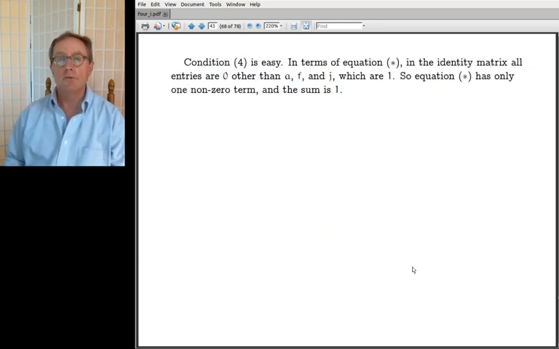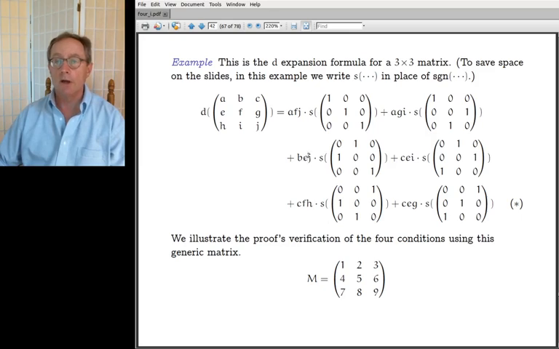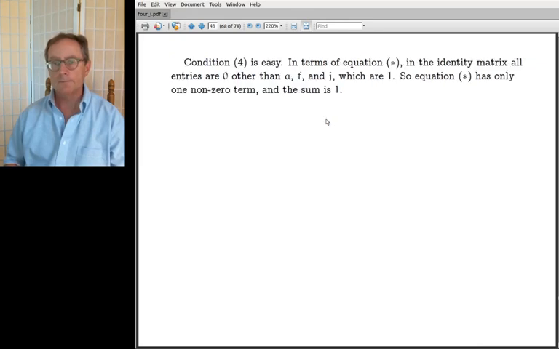Okay, so condition 4, that the determinant of an identity matrix is 1, is you go back and look here and you say, well, in the determinant matrix, A, F, and J are 1, everything else is 0. So if you have anything other than A, F, and J, you're multiplying by 0. So you're just left with this, and so you get 1.